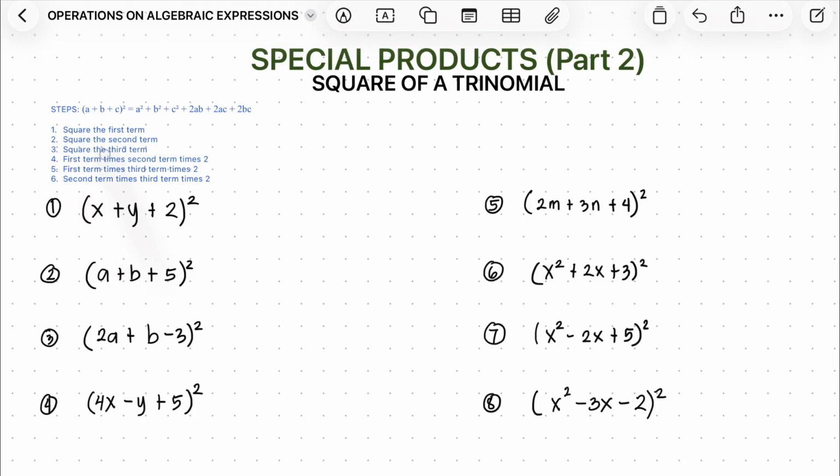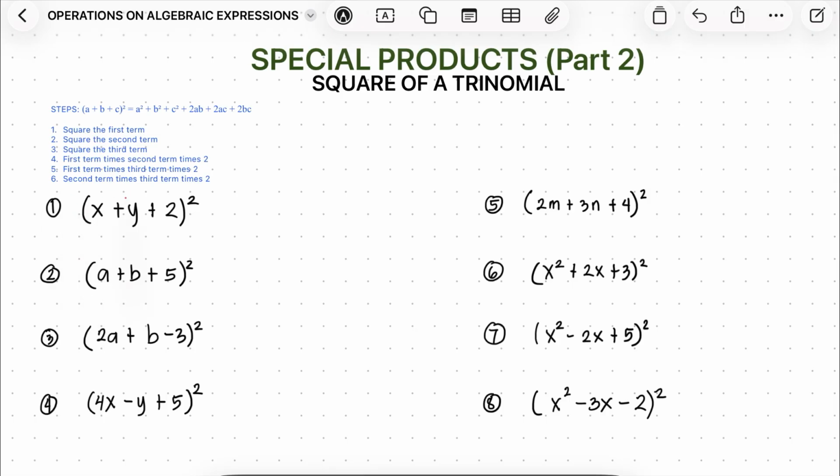Fourth is multiply the first term and second term, then multiply the answer by 2. Fifth step is to multiply the first term and third term and multiply your answer by 2. And the last one would be second term times third term and multiply your answer by 2. So let's proceed directly to some examples.